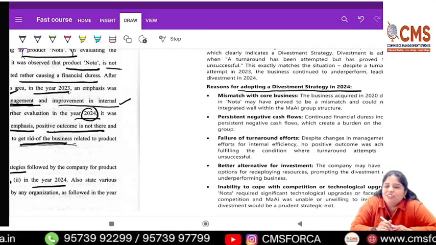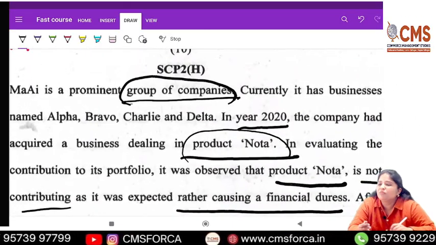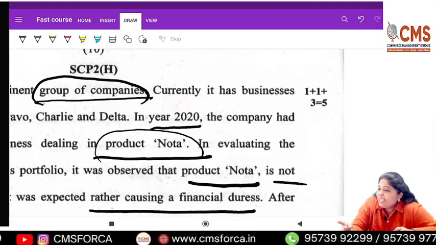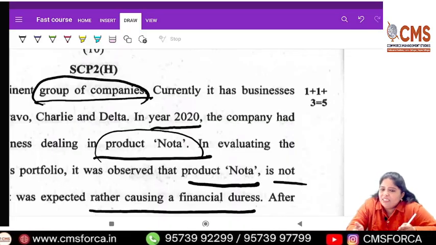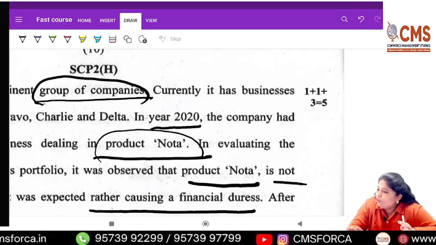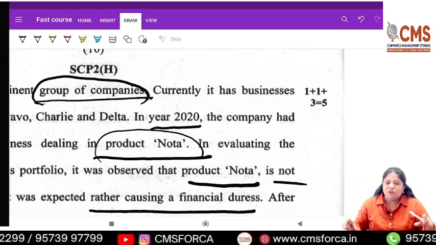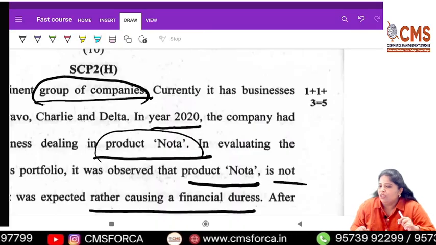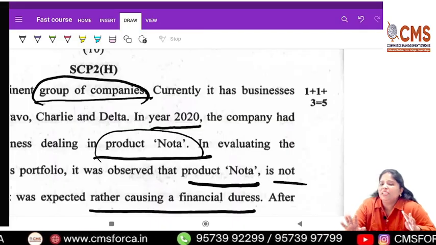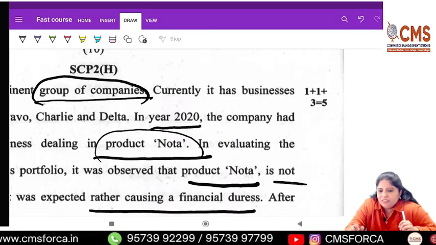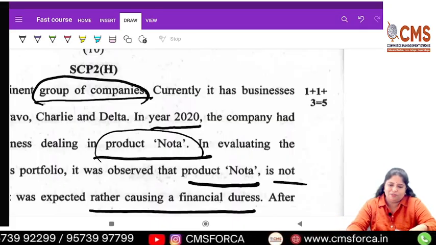Good. What you need to focus on is that it's a prominent group of companies and they are only exiting from product nota. They are not exiting as a company. We learned, right? The parent company continues to exist in divestment. That is why I held a table where you can compare divestment and liquidation. When you divest, the parent company continues to exist. But in liquidation, the whole company completely ceases. Remember that point. So it's not a liquidation here, it's a divestment.